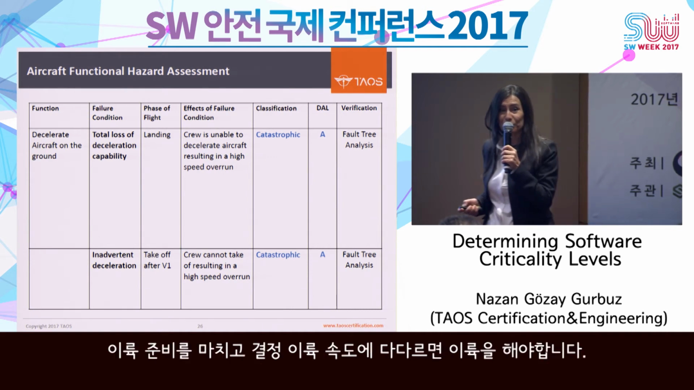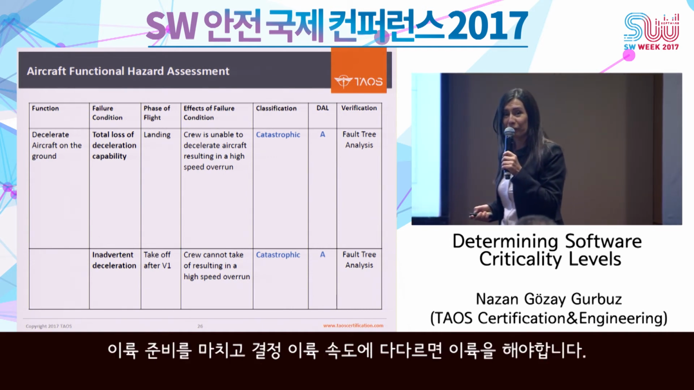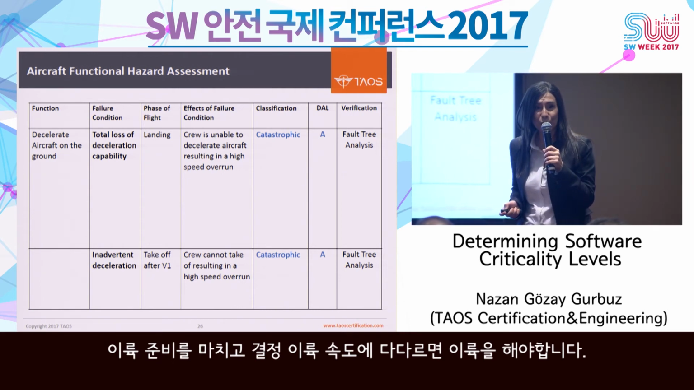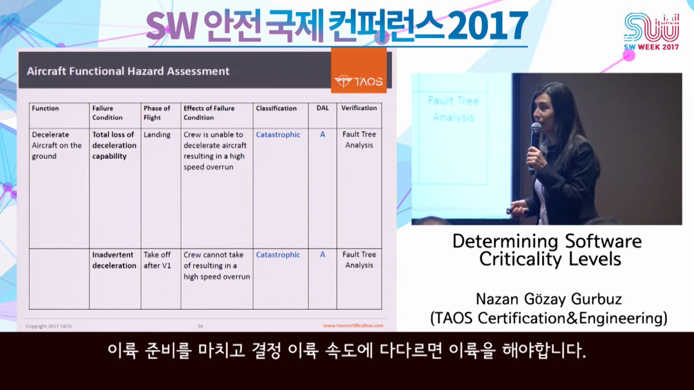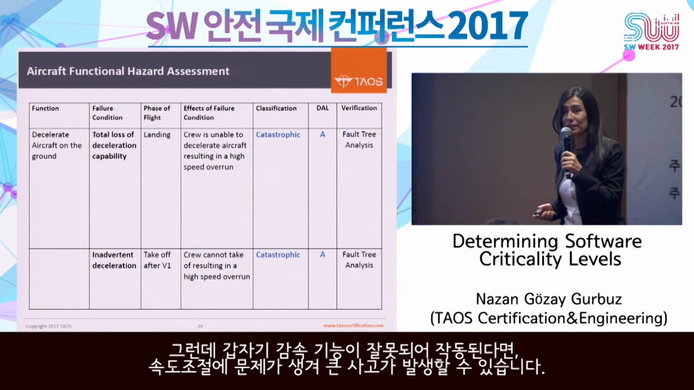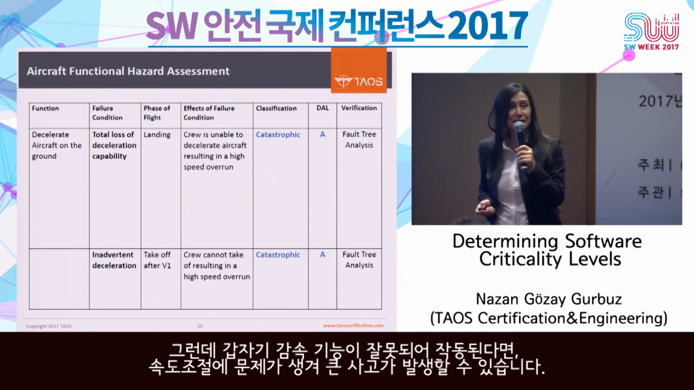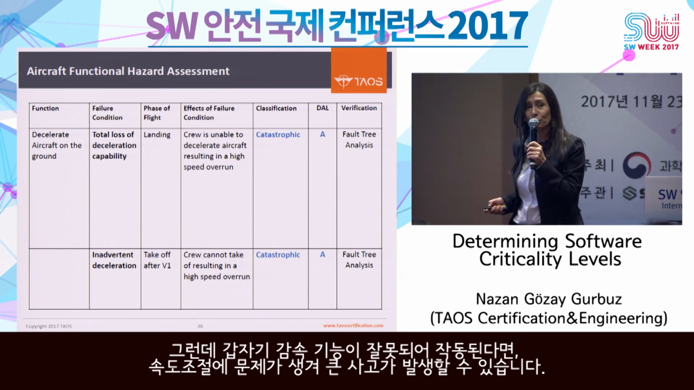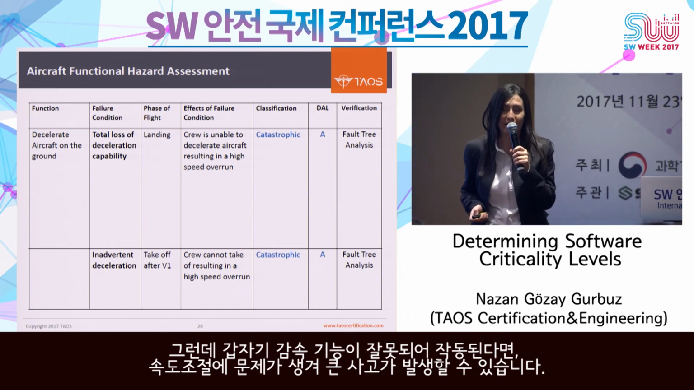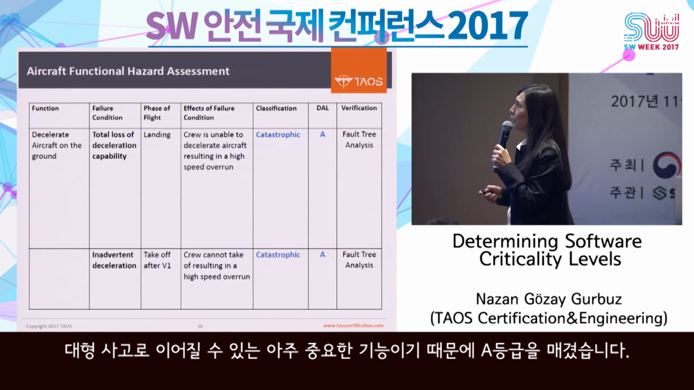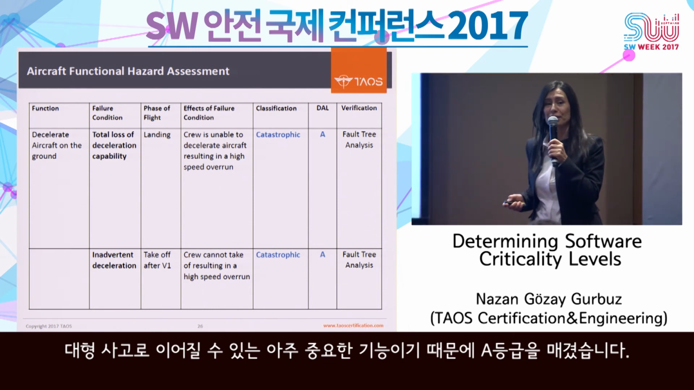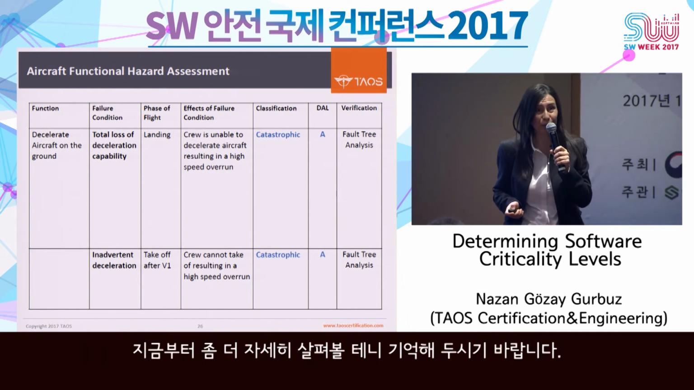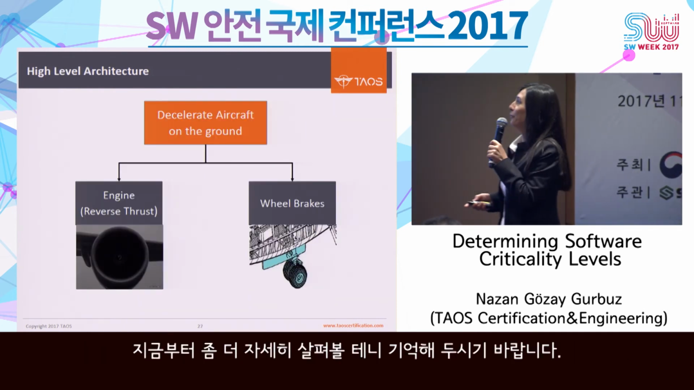You are ready to take off. You come to V1, decision speed. After V1, you have to fly because you are at high speed. So what if the systems inadvertently decelerate the aircraft? It leads to a catastrophic outcome too, because of high-speed overrun again. Now we know that function is a critical function, a catastrophic function, and we assign level A. Keep it in mind, okay? We will go further right now.